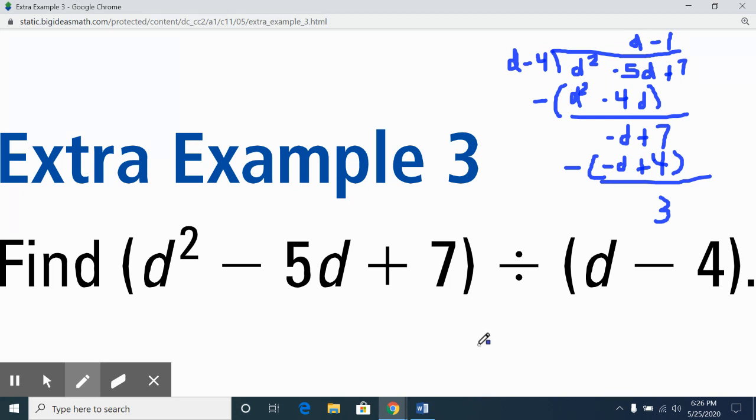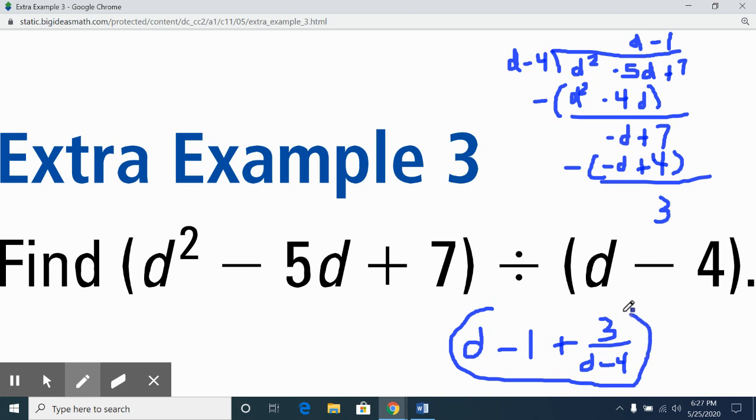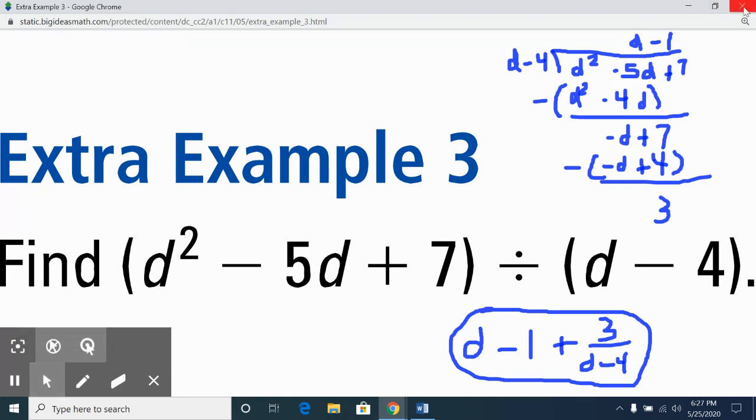Here's how I write my answer. Quotient d minus 1. I have a positive 3, so I'm going to say plus my remainder over my divisor, what I divided by. So this right here is how we write our answer when we have a remainder in the end after doing the long division. Okay, hopefully that makes sense.